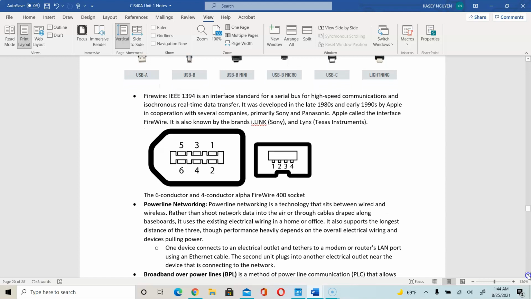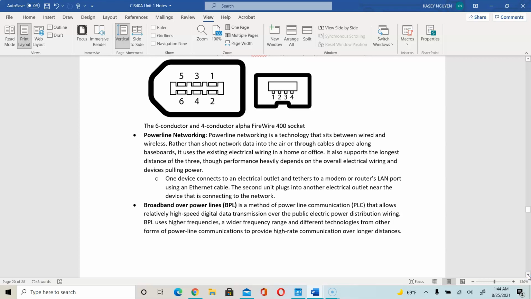Then we also have power line networking, where the device is connected to the electrical outlet, and that will be able to connect them to the larger part of the network. Then we have broadband over power lines, your BPL. This is for high-speed data transmission, and it uses a higher frequency, wider frequency range.